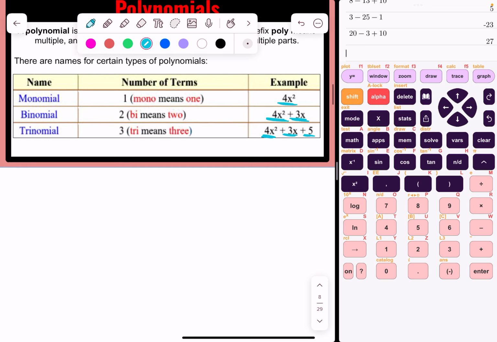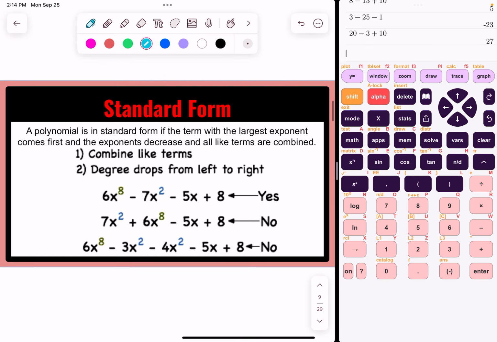Nice. All right. Now, standard form, I know I already spoke about this a little bit. A polynomial is written in standard form if the term with the largest exponent comes first, and all the exponents decrease in value, and then all like terms are combined. So you shouldn't see any variable with the same exponent.